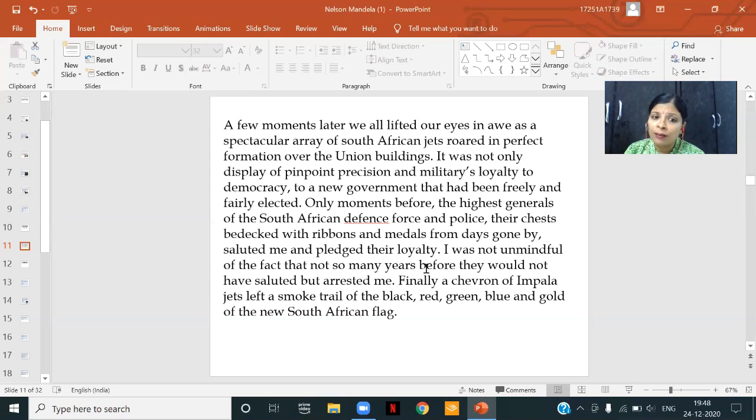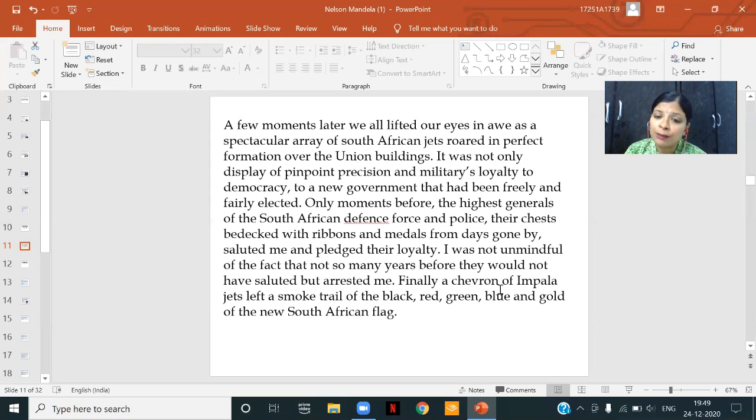I was not unmindful of the fact that not so many years before, they would not have saluted but arrested me. Children, had democracy not been established, these people wouldn't have saluted him. They would have arrested him, right? So he was very much aware of the fact that these people were saluting him today because of the establishing of democracy.